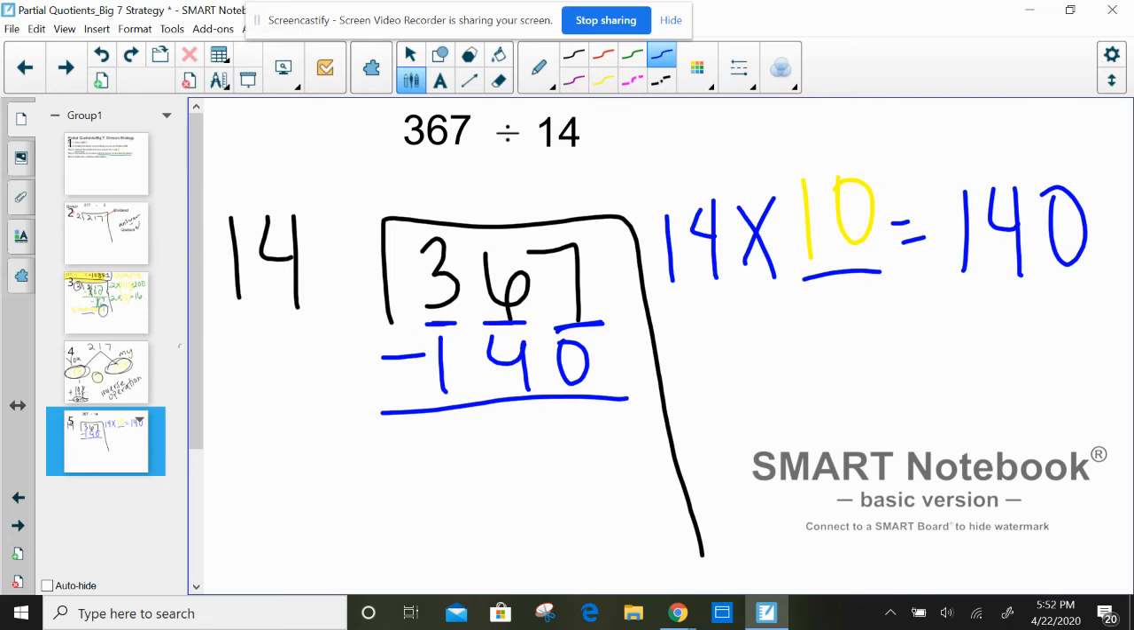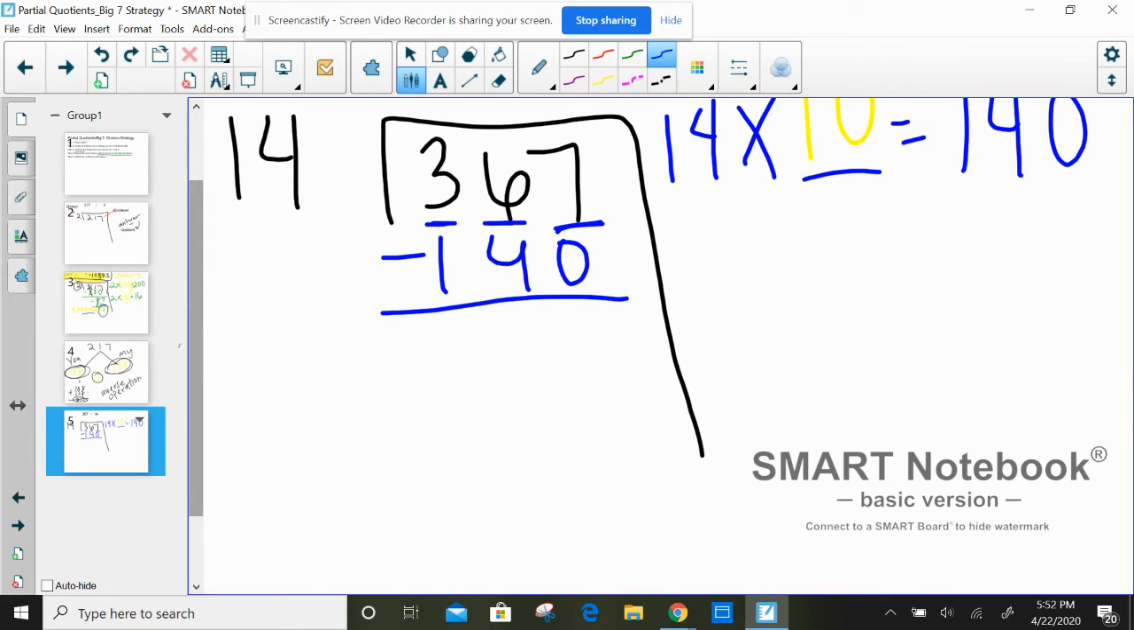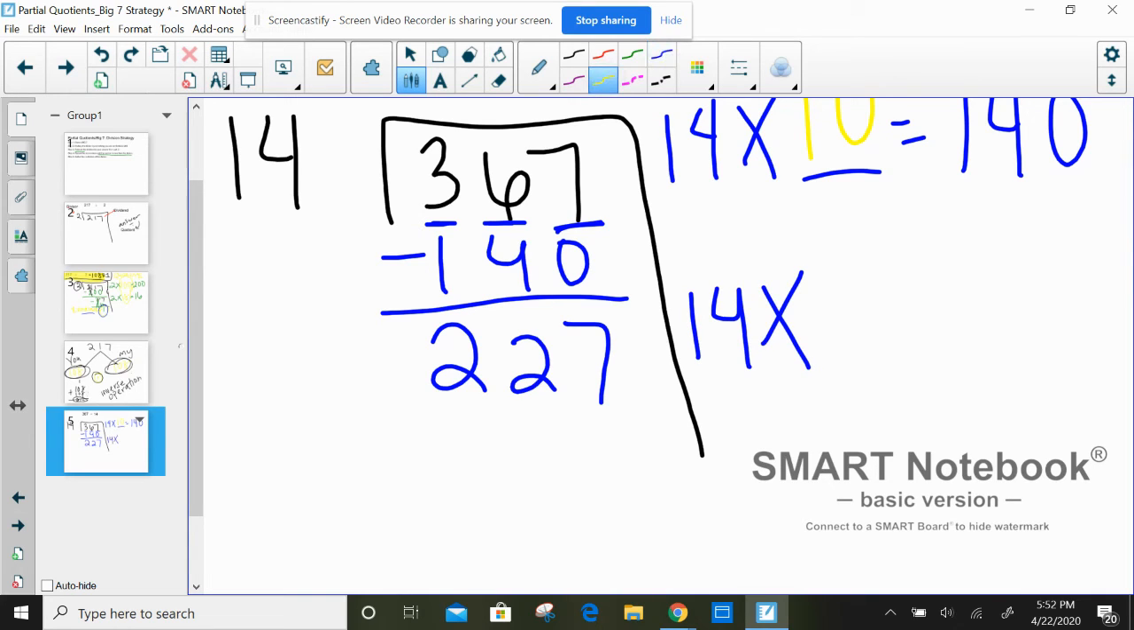And you're going to subtract. So 7 minus 0 is 7. You can't, 4 minus 6, so 14 minus 6 is 8. And then 1 minus 3, that's 2. So now we have 227. And I'm just going to do the same number again. I'm going to do 10 again. I'm going to go 14 times 10, and I'm going to get 140 again.